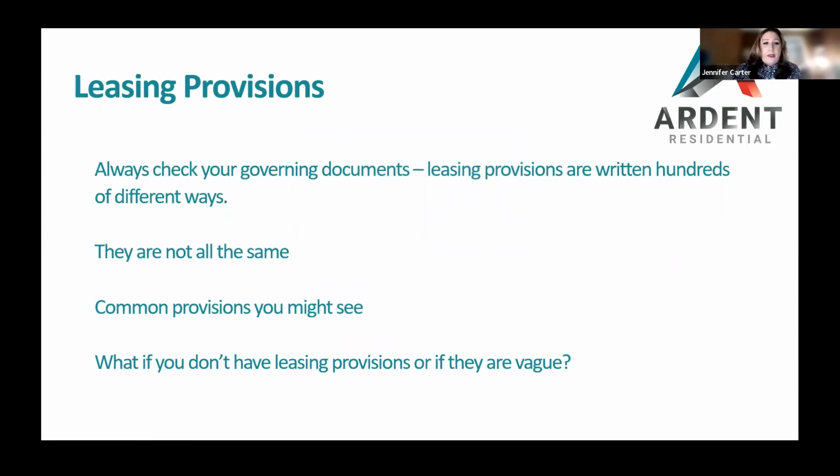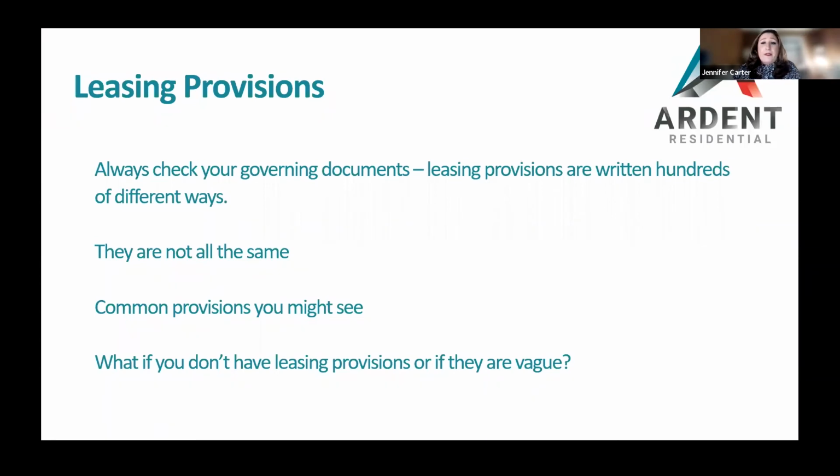First of all, let me just say regarding leasing provisions, you need to check your governing documents. Like I told you guys at the very beginning, leasing provisions are written hundreds of different ways, and they may not necessarily be included in your governing documents. They could be amendments. You see a lot of associations where, as boards turn over after the declarant has left, boards will come in and realize that they want to have stricter leasing regulations in their community. And so they will get amendments passed to have stricter leasing rules and regulations within the community.